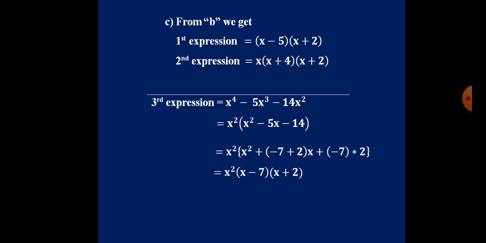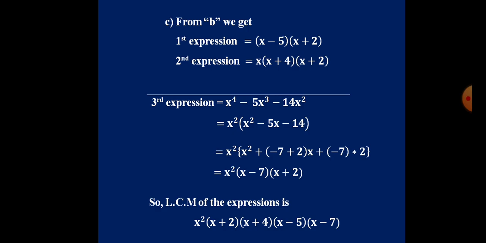So finally from these three expressions, the first expression, second expression and third expression, we can see the power of x is 2, the highest, and x plus 2 is a common factor, so we need to take it, and we need to take x minus 5, as x minus 5 is not a common factor, but we are finding LCMs, so we need to take all the factors, the highest power of all the factors. So the LCM of the expressions is x squared times x plus 2, x plus 4, x minus 5, x minus 7, because we need to take all the factors while we are finding LCMs. Okay, keep this in mind.